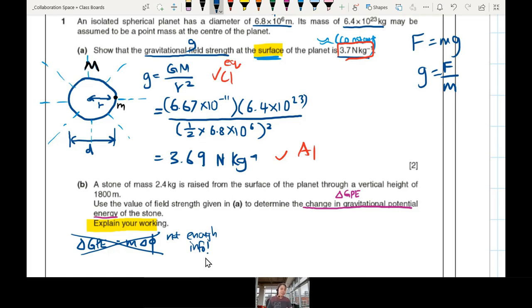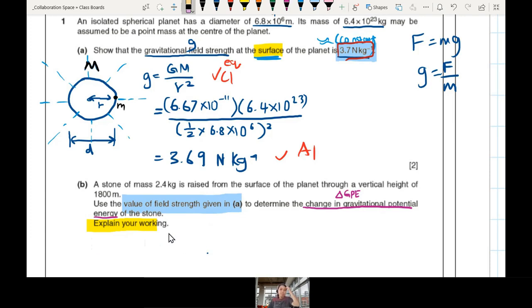Well, let's see. They did say something important though. You see this? Use the value of g field strength in part A. So somehow we need to use this 3.7 to calculate the change in GPE. So we have to think, oh wait, this is near the surface, and your change in height, maybe we can use mgh. Can, in this chapter? Can use mgh, under very specific conditions.